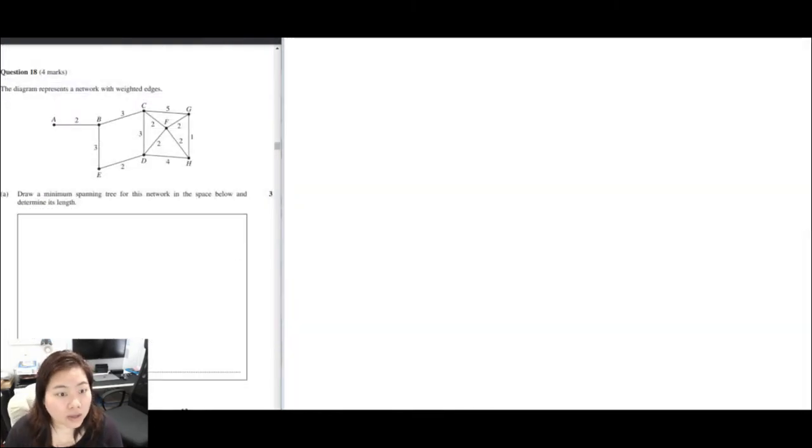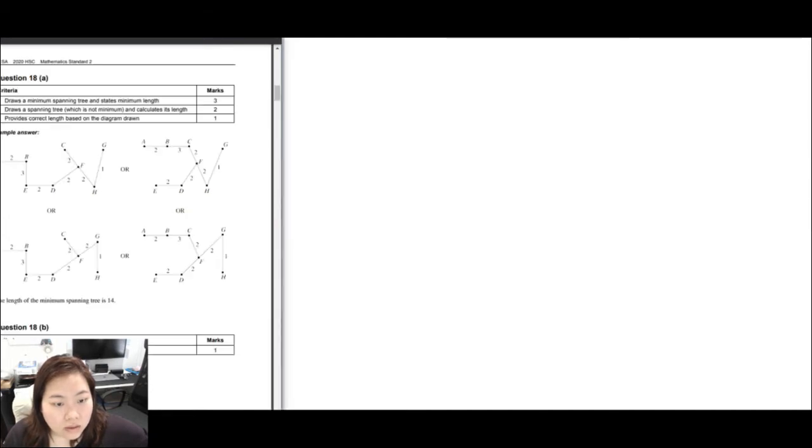18. 4 marks. Wow. The diagram represents a network with weighted edges. What does that mean? Draw a minimum spanning tree for this network in the space below and determine its length. I have no idea. What is this? Oh my goodness, what is this?